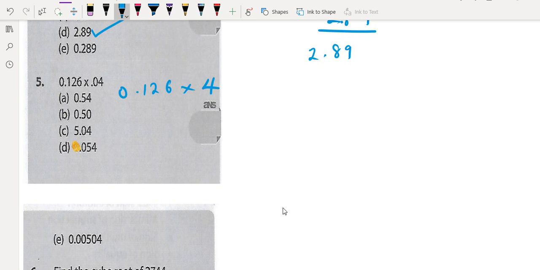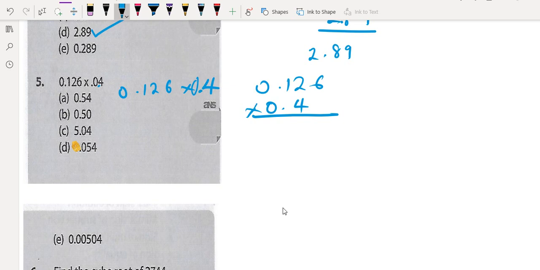0.504. Okay, so if we make this 0.4 instead, you get 0.04. Yes, it's supposed to be 0.4 here. So let's solve. 0.126 times what? 0.4. We're trying to solve it so we get one of the options. It's not like we cannot solve it anyhow.